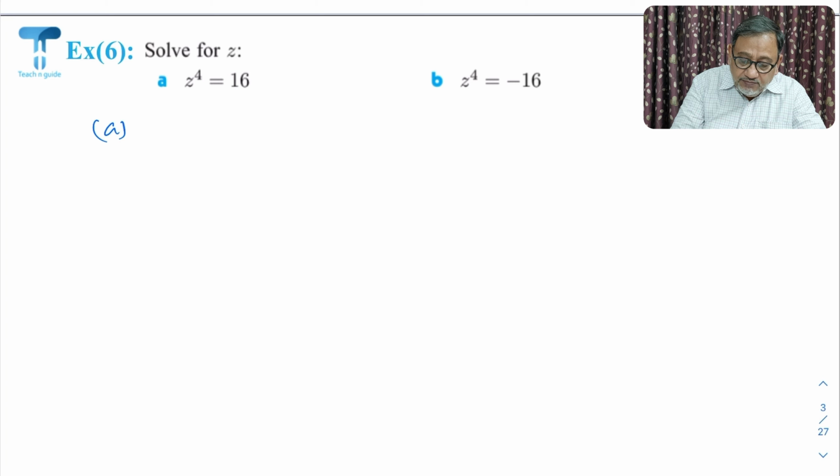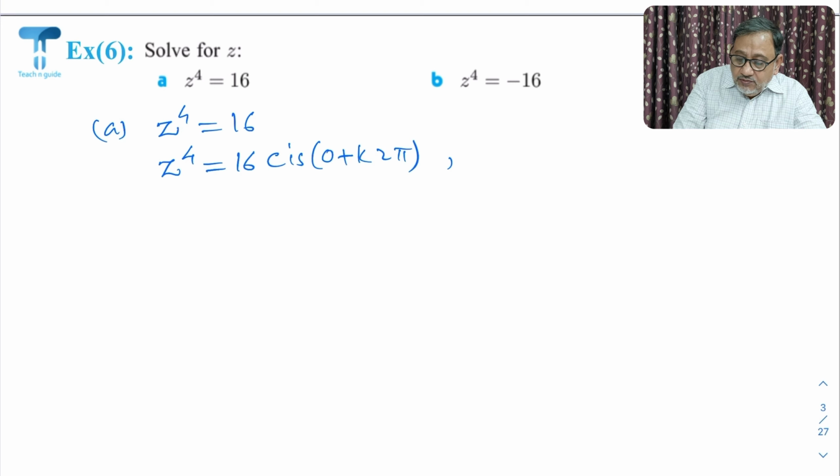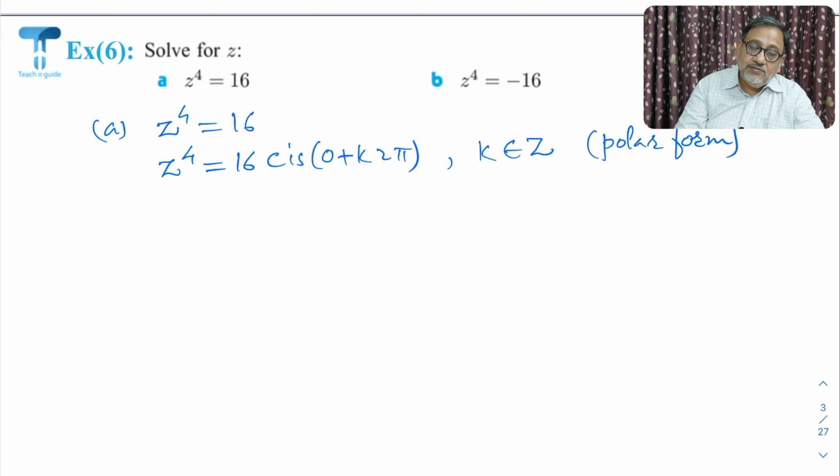I will start with part a. z to the power 4 is 16. So I can write z to the power 4 in polar form is equal to 16 cis (0 plus k into 2 pi), where k belongs to Z, k is an integer. I hope you will remember this. This is in polar form, because from polar form it is easy to find the roots of a complex number.